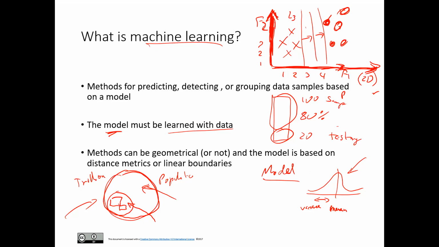Remember, we're trying to figure out this line. Where should the line be located in the plane? The parameters, the weights and the biases, that determine that line will be learned by looking at the 80%. You want as much data as possible, but you leave out a good chunk, 20%, for testing.